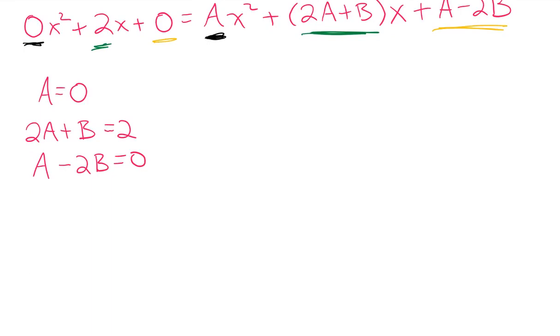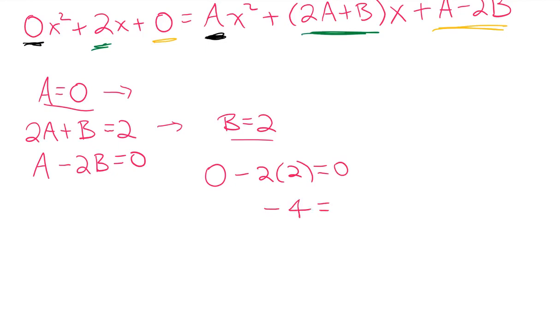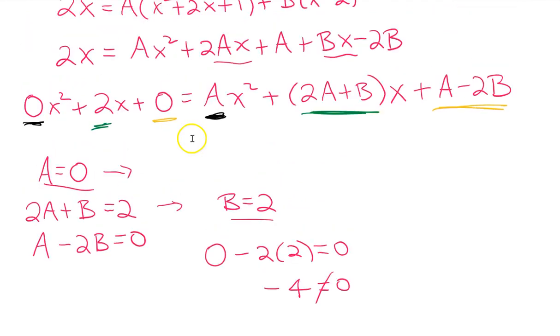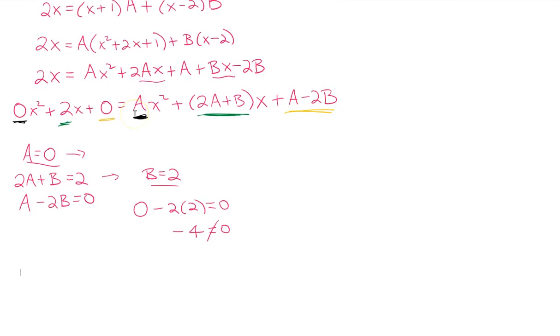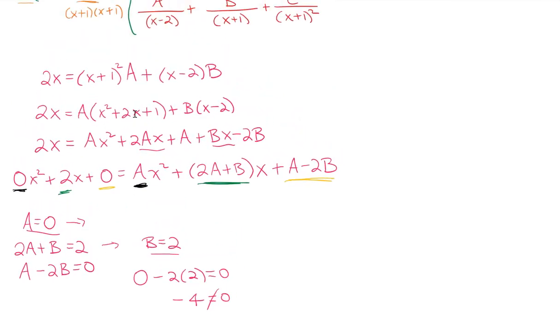And we know that a minus 2b would equal 0. Well, if this is the case, we know that a is equal to 0, so if we plug it into the second equation, we would get 0 plus b equals 2, so then b equals 2. And if we check these in the last equation, we would get 0 for a minus 2 times 2 for b is equal to 0. And we would get negative 4 is equal to 0, and we know that is not true. So when we try to decompose our fraction in this form, we find that it leads to an erroneous result.